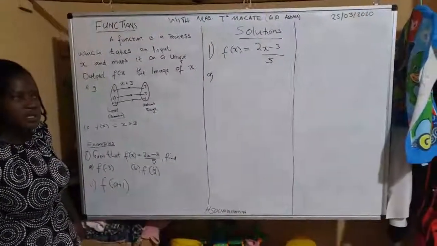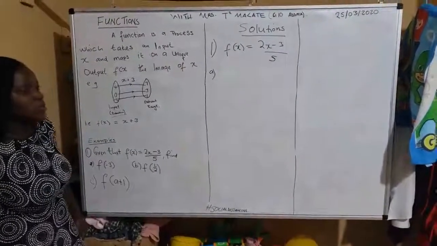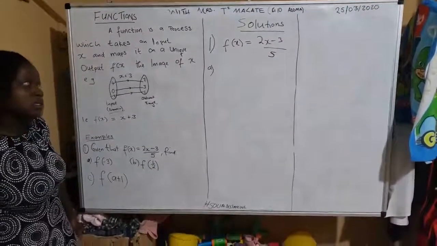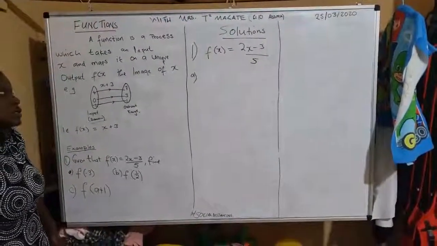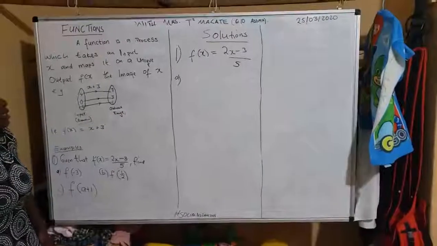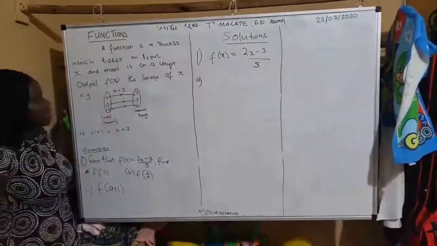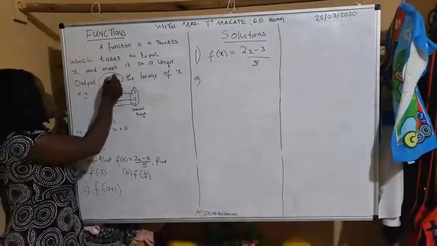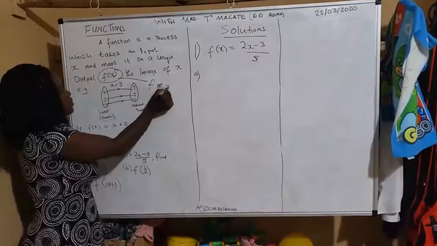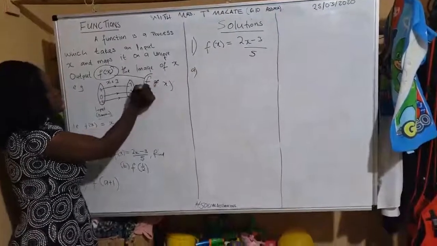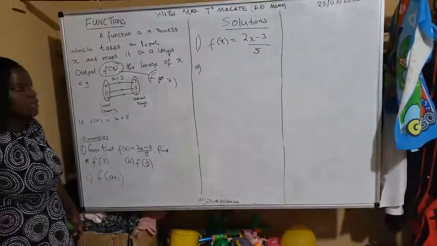So a function is just a process which takes an input and then maps it onto a unique output, or an image. And the symbol used is f(x). This is what is read as "f of x", and sometimes it's g(x) or h(x).